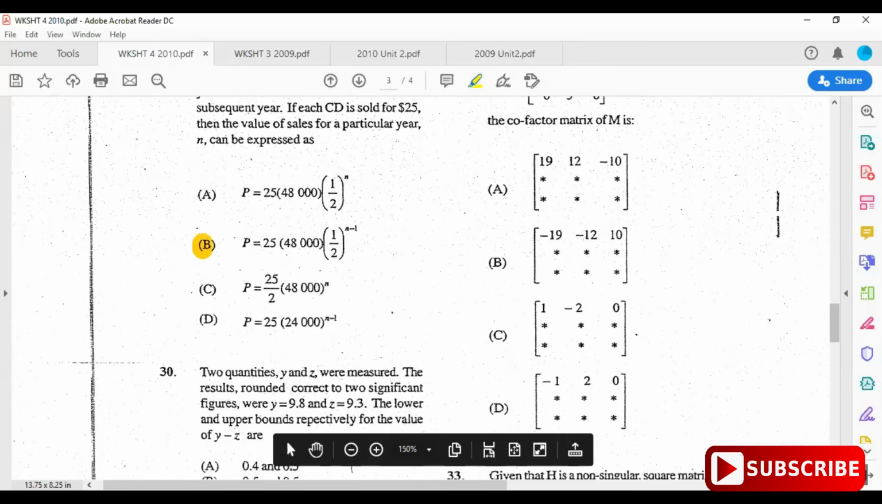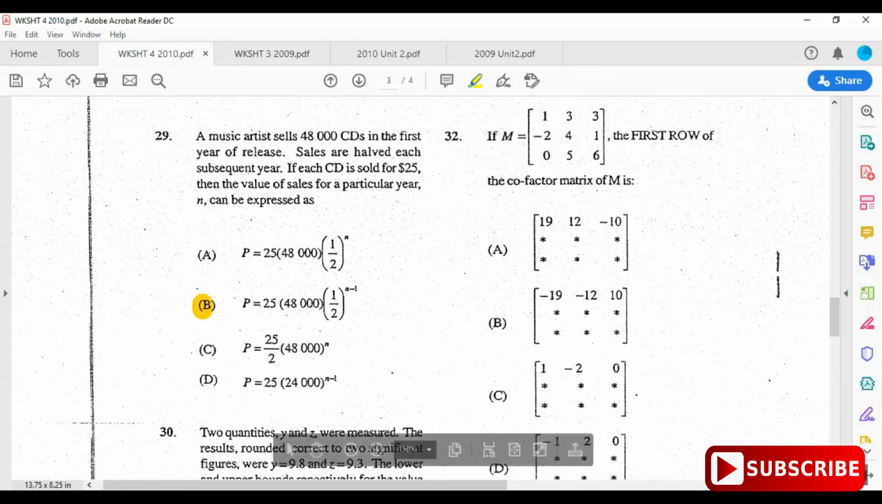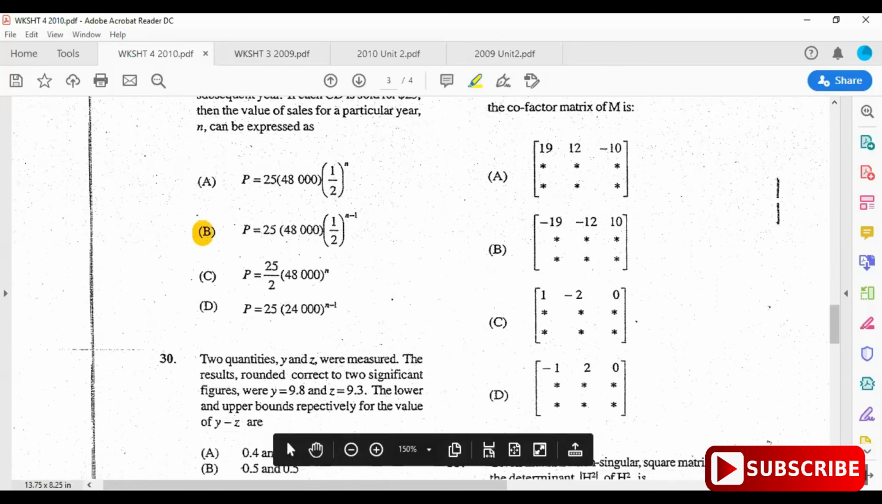All right. What is number 32? Number 32 is easy. Don't worry about that. When we get there, we get there.